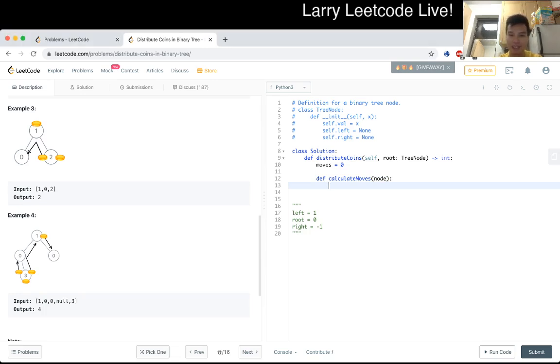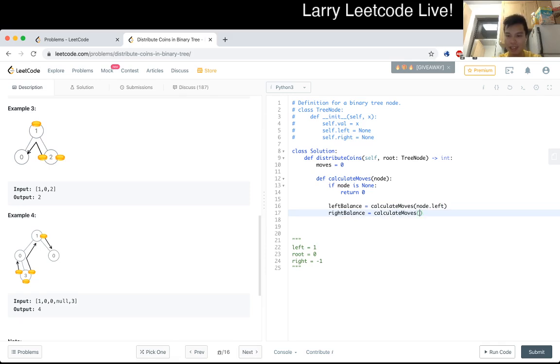For a given node, how do we code what we just said? Well, if node is none, we just return 0. That's fine, because that's the default. Otherwise, left balance, let's call it that because of what we said, is equal to calculate moves of node.left, and we don't have to care about Nones. Right balance is equal to calculate moves of node.right.